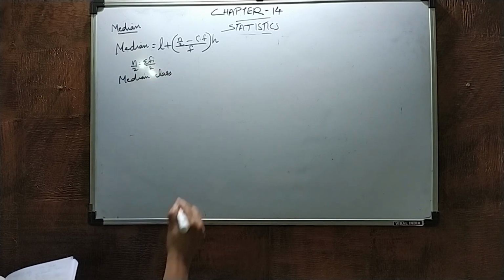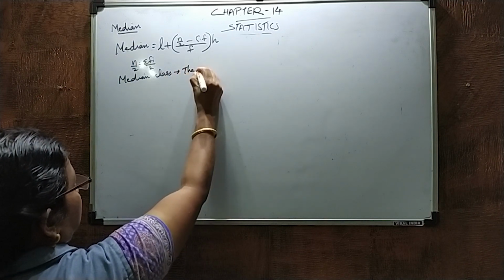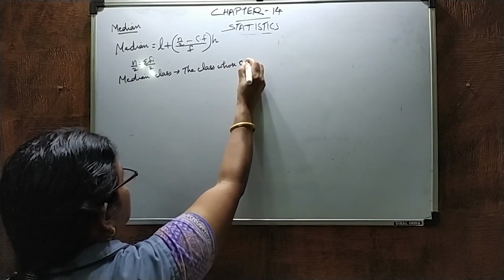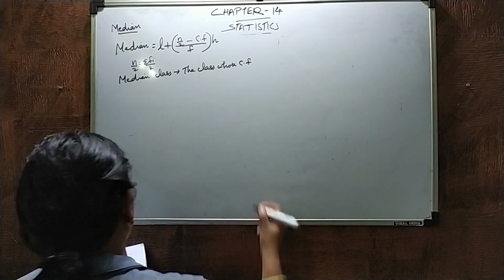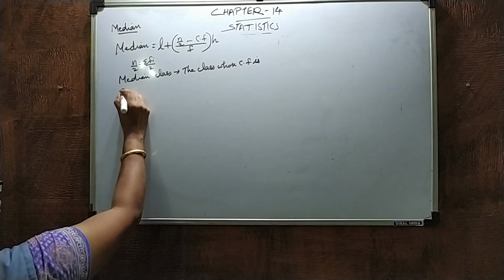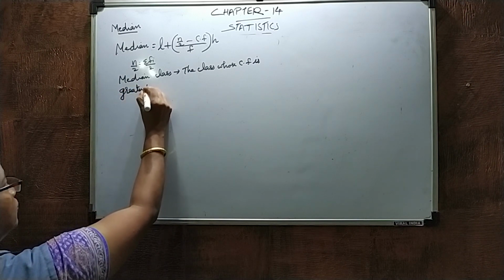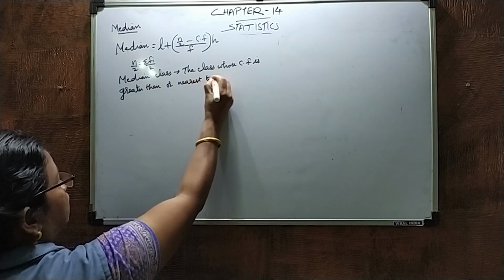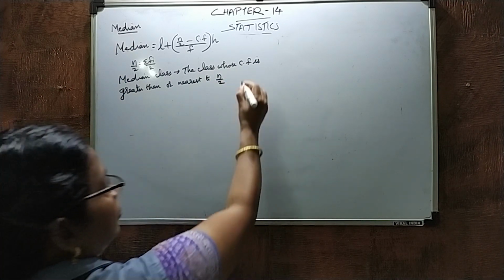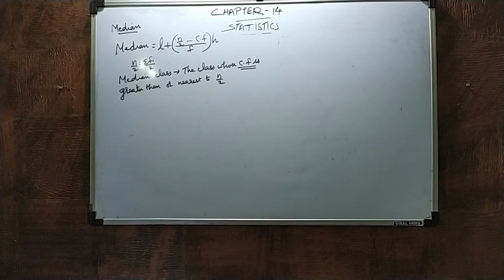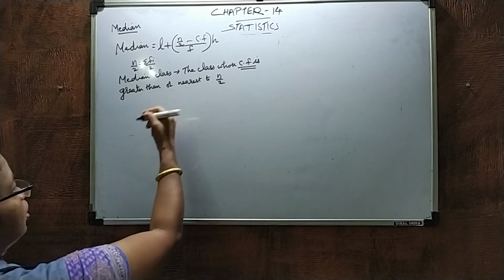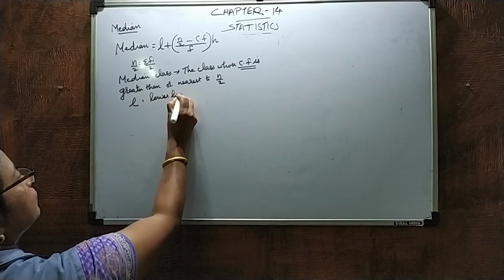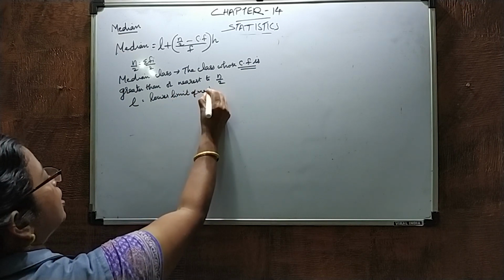So, median class, the class whose cumulative frequency is greater than or nearest to N by 2. This is what you have to remember: whose CF is greater than or nearest to N by 2. The next one. So L. L is the lower limit of median class.